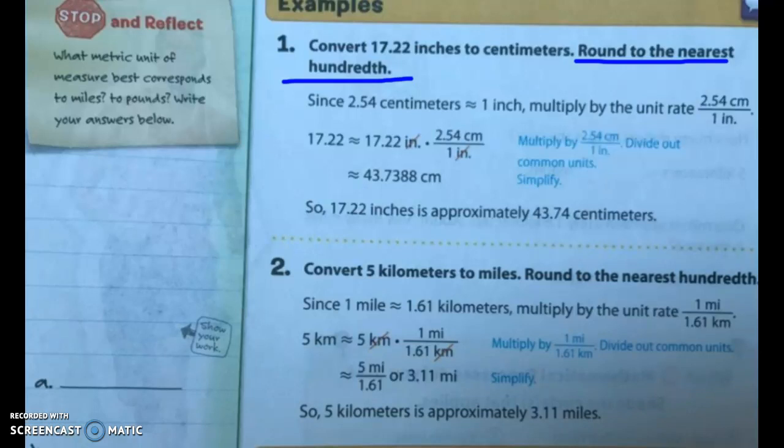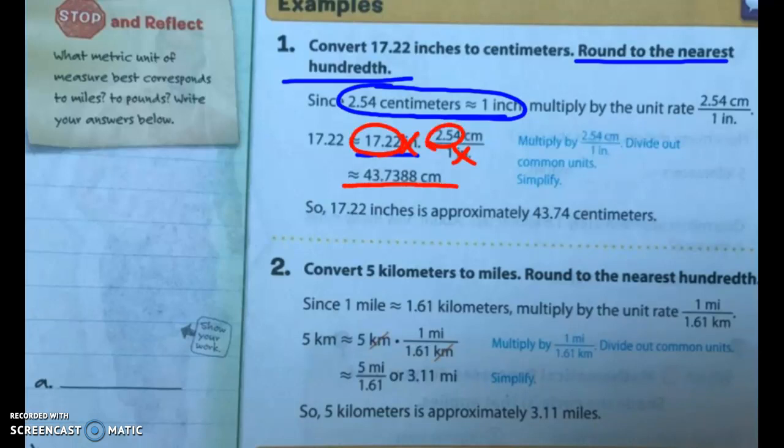Okay, so if we know that 2.54 centimeters is equal to 1 inch, we're going to start with what we're given, the 17.22 inches, and we want to end up with an answer in centimeters. So our centimeters will go on top. We will write that unit ratio with our centimeters on top so that our inches on the top and our inches on the bottom will cancel. Then we're simply just multiplying 17.22 times the 2.54, which ends up giving us a long decimal, and we'll round to the nearest hundredth like it says and end up with the 43.74.